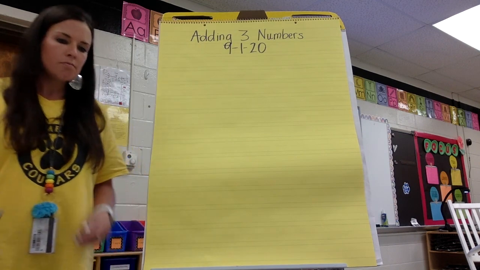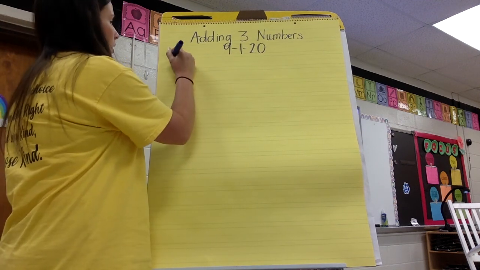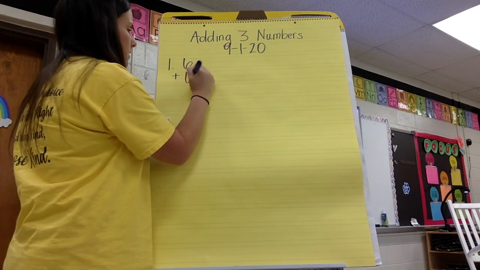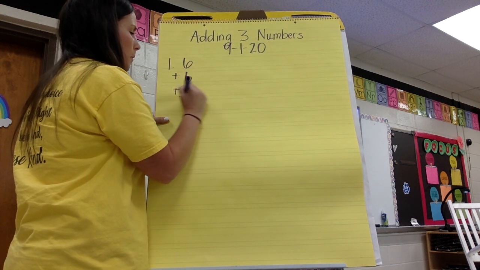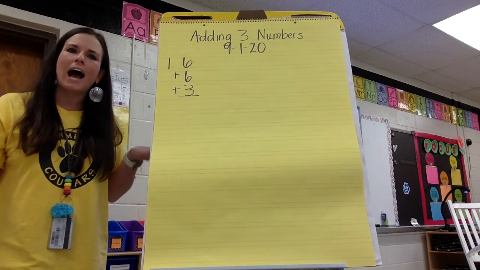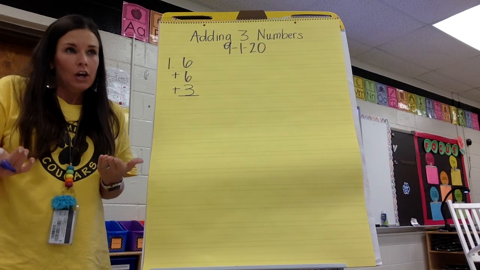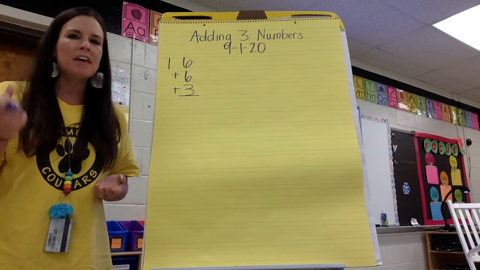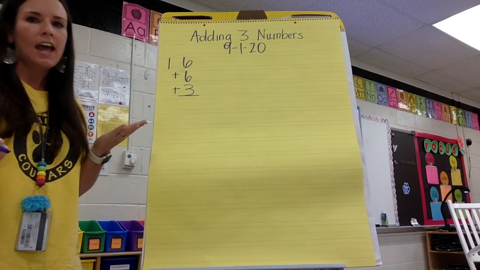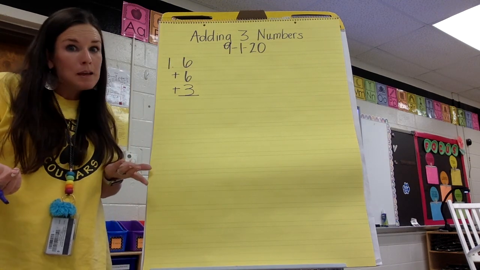So let's get started. Let's say that you have the problem 6 plus 6 plus 3. I've got 3 numbers, so I want to try to find the 2 numbers that I can add together first that may make a 10, or is maybe a double stack, something that I can add real quick. When I look here, 6 plus 6 plus 3, I see a 6 and a 6, and that's a double stack. So I might want to start there because it may be a little easier.